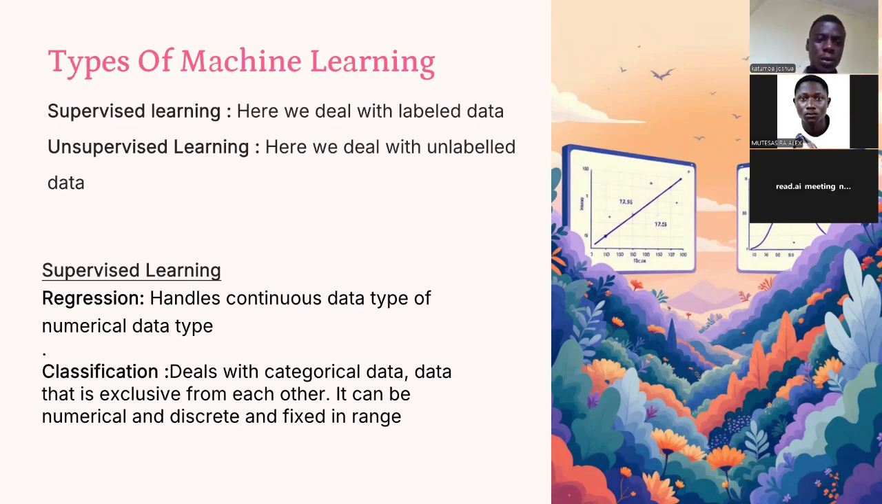Then you have classification. With classification, you're dealing with categorical data that is exclusive from each other. It can be numeric or discrete and in a fixed range. An example can be, let's say I was given names: Mpigi, Lira, Gulu, Kampala. When you look at these, you can categorize and say, these are districts.